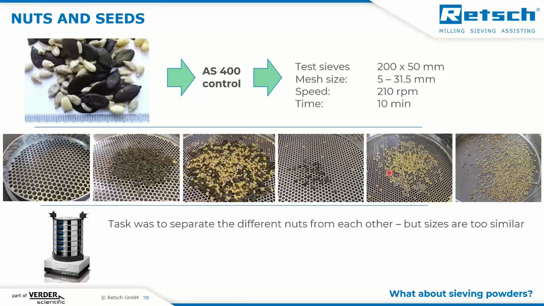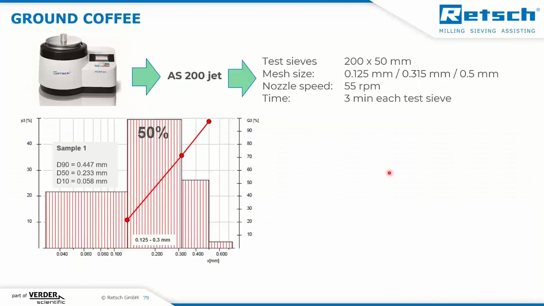And just for powders, like coffee, we also have sieving systems like the AS 200 Jet, which can be used with very fine sieves with smaller mesh sizes, for example 0.1 to 4 millimeter. Here with an airstream and a vacuum, we are able to get the sample through these finely pored sieves. For ground coffee, that's fine. And here we can also distinguish between different types of coffee.